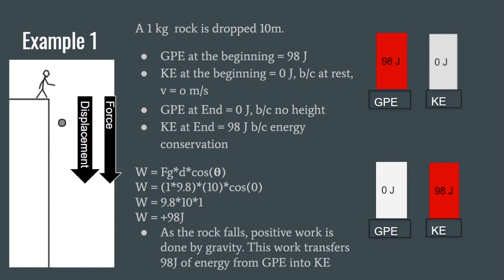So we can just say that as the rock falls, positive work is done by gravity. This work transfers 98 joules of energy from GPE into KE. And if you're ever confused if it's positive or negative work, just remember that positive work is going to put energy into kinetic energy. So if we're ending with more kinetic energy than we started, that means that some force was doing positive work on our system. And if we're ending with less kinetic energy than we started, that means that some force is giving energy to its surroundings.